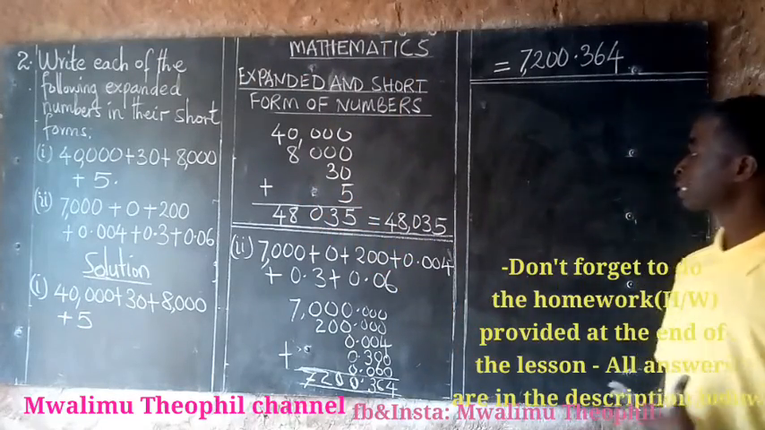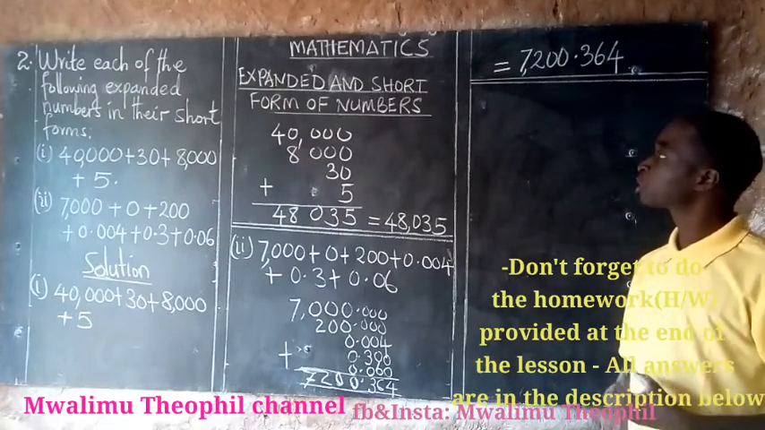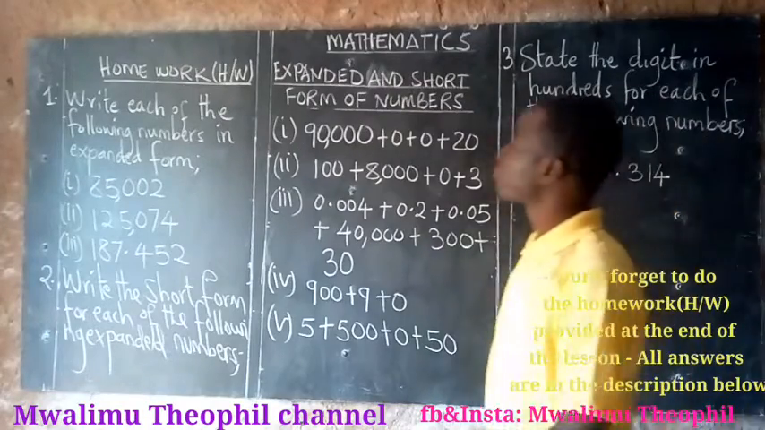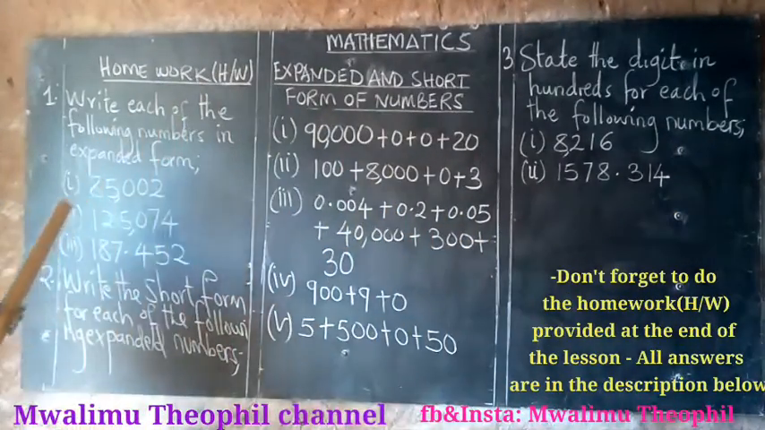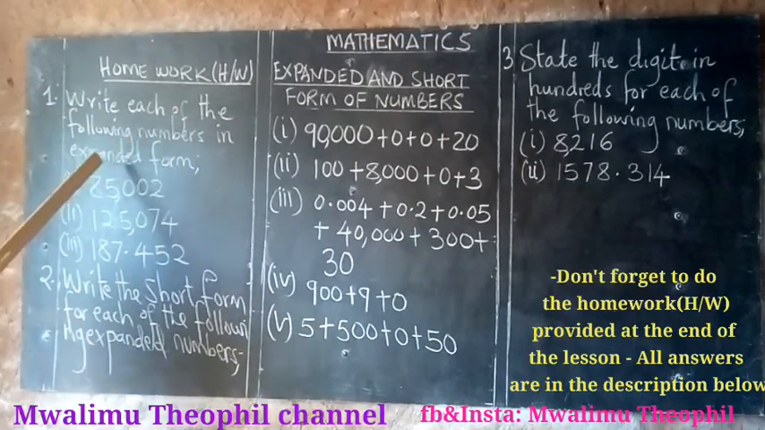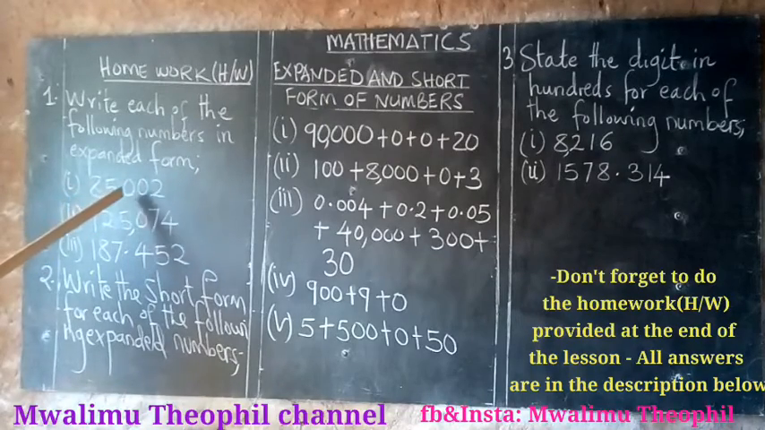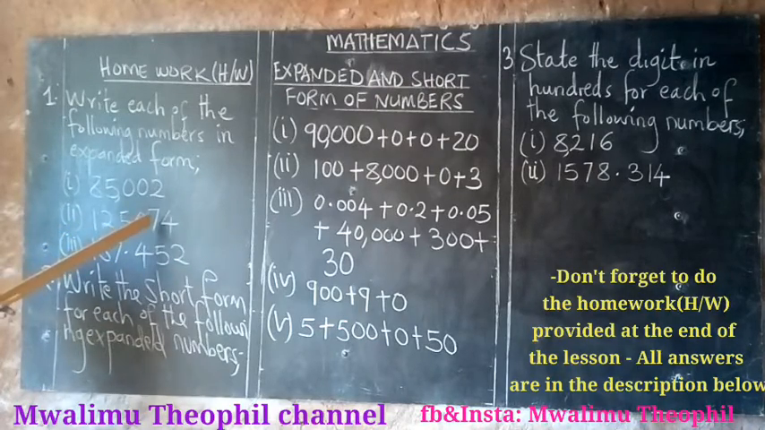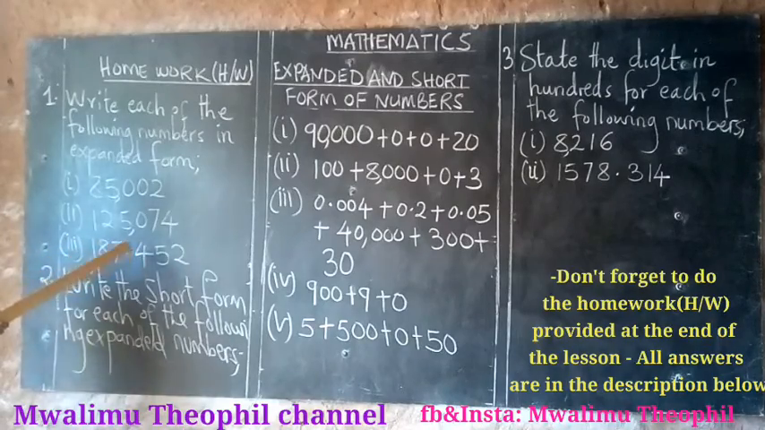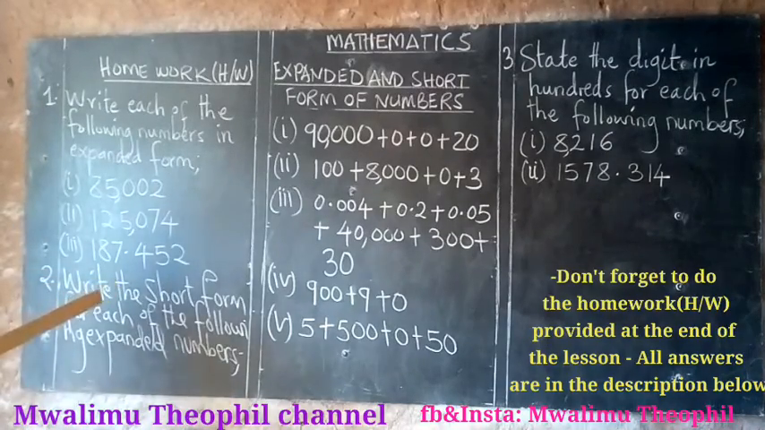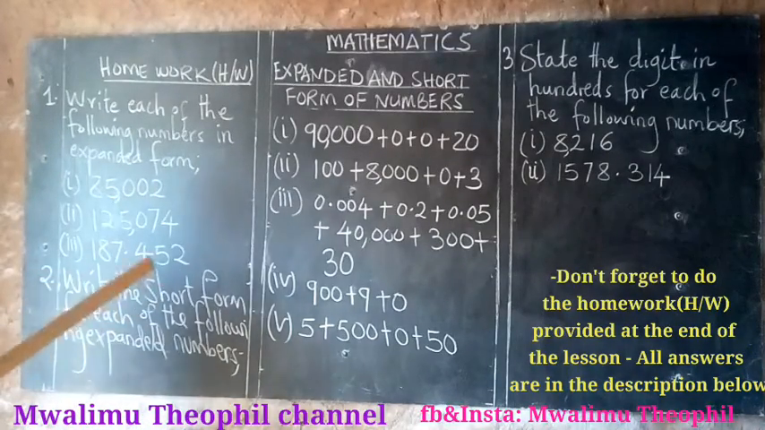So it is my expectation that you can tackle any question concerning to this part. Yes, as I have told you, this is the homework for today's session. I have provided you 3 questions. The first question is to write each of the following numbers in expanded form. We have 85,002. The second number is 125,074. A third number is 187.452.